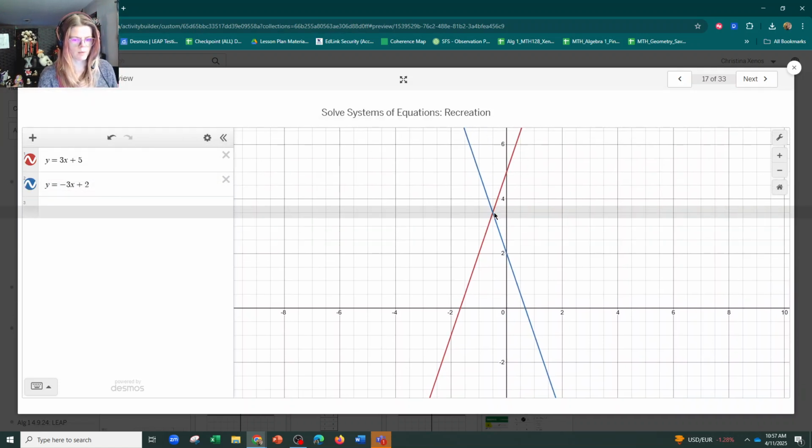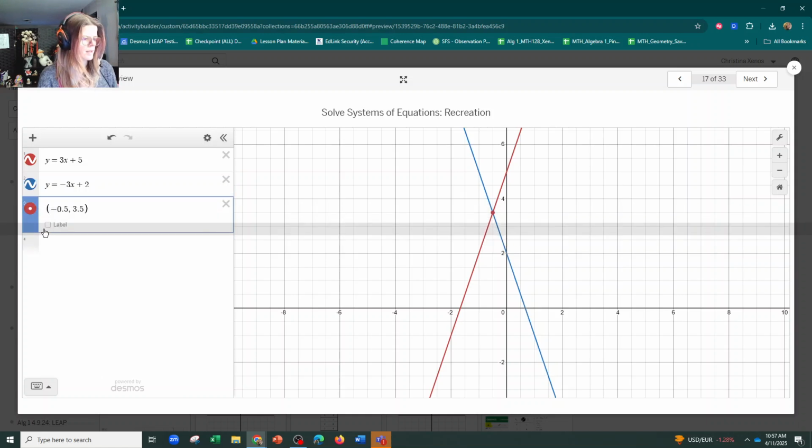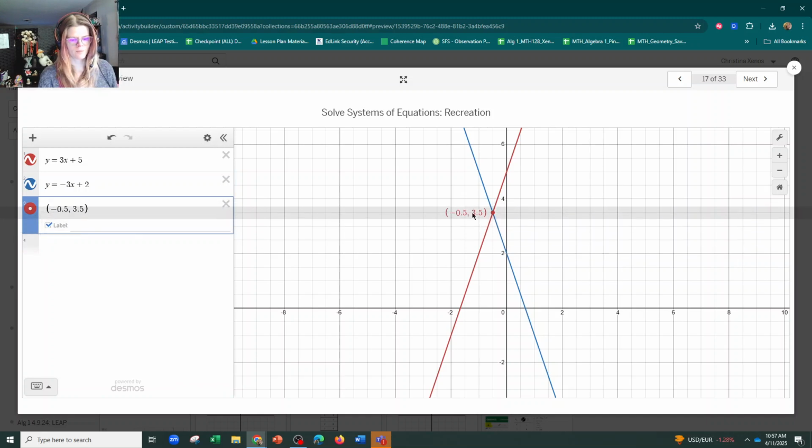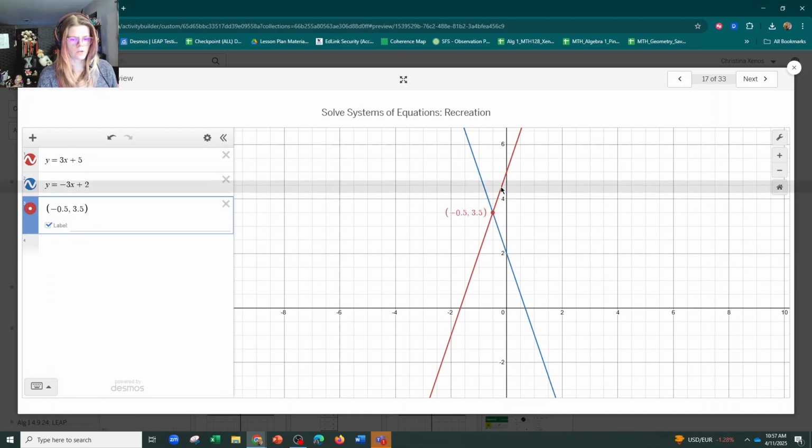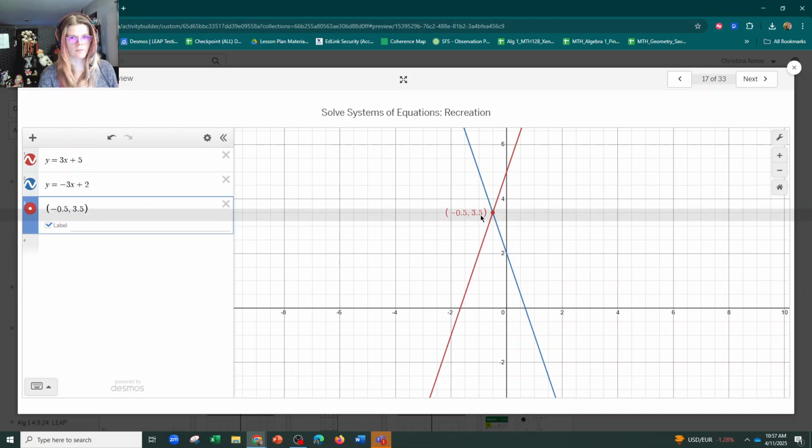If I click on this point where they meet, there's actually a little button here next to it that lets me pull that out, and then I can label it. And I can very clearly see the solution to this system is negative 0.5 and 3.5.